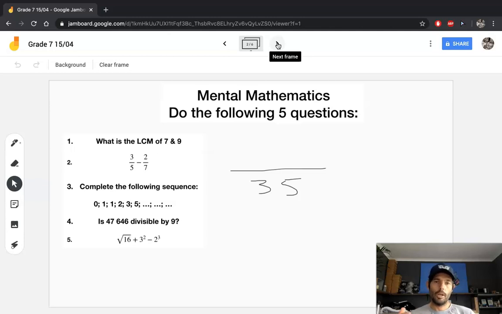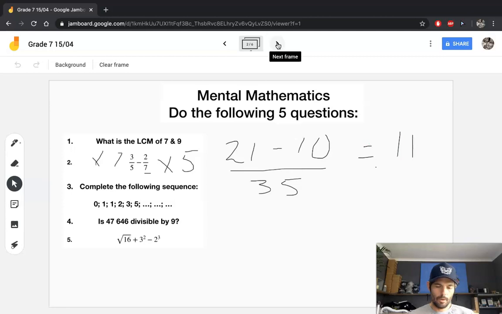So in this case, what do I do to the denominator 5 to get to 35? I multiply by 7. So I now need to multiply the 3 by 7 and I get 21. And we're subtracting. What do I do to this 7 to get to 35? I multiply by 5. So therefore I must multiply the 2 by 5 and I get 10. And that gives me an answer of 11 over 35. That cannot be simplified any further.